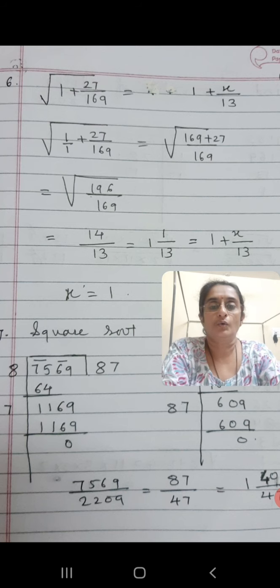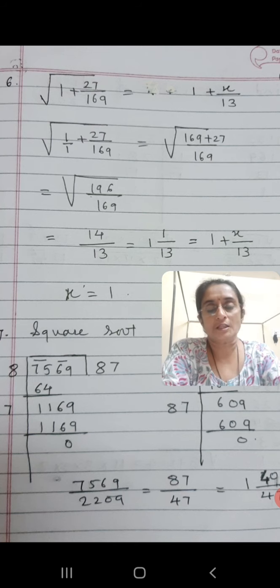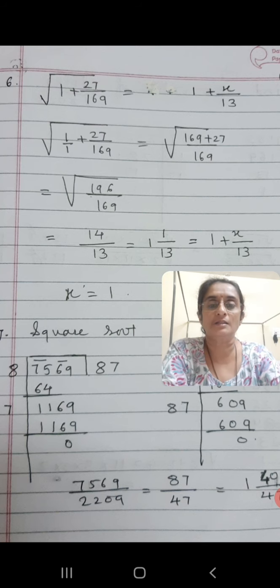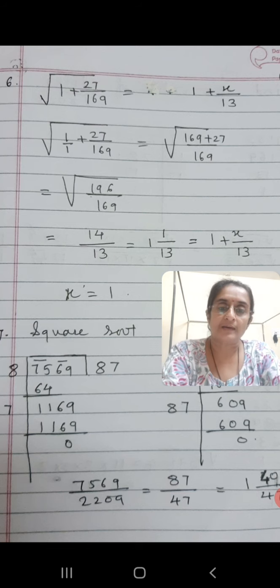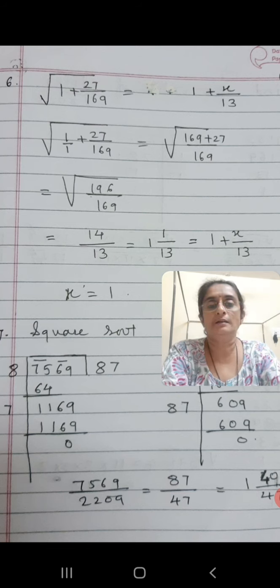That gives you root 196 upon 169. Now 196 and 169 both are perfect square numbers. You have to learn some perfect squares, or square numbers, till at least 30, so you can do the calculations quickly. Now 196 and 169 are in root, so you have to find out the root of those two numbers. So the root of 196 is 14, the root of 169 is 13. So you will get 14 upon 13. Now convert it into a mixed fraction, that is 1 and 1 upon 13.